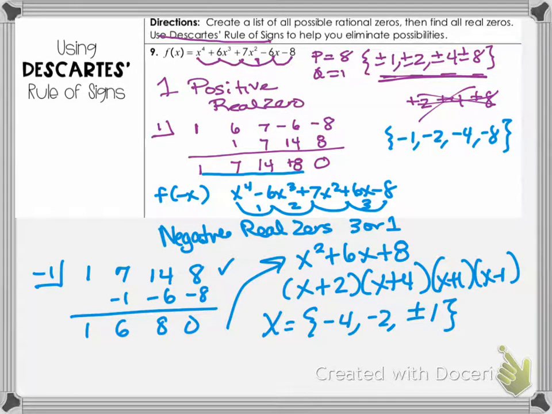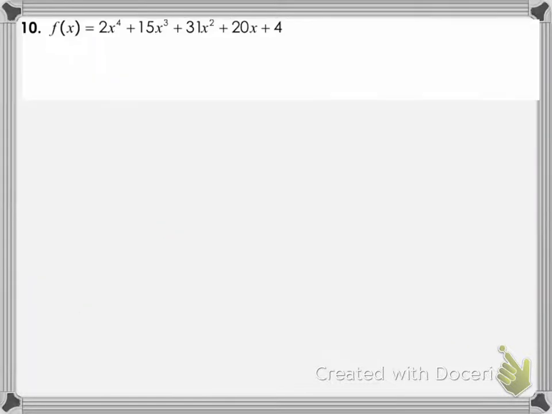And that's how you use Descartes' rule of signs. It helped me pick which P or Q to use. All right, so let's look at the next one, number 10.